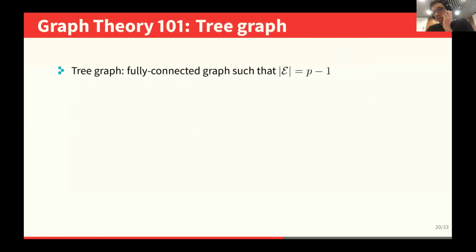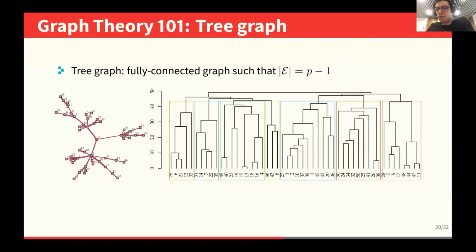There is a very particular graph called a tree graph, which is a fully connected graph such that the number of elements in the edge set is equal to p minus 1. Basically, you have p minus 1 edges, and it's a fully connected graph. Here are 2 pictorial representations of a tree graph. On the left, we have the graph itself, like the visualization before, and here we have a dendrogram, which is a view of the tree with a sort of clustered view. You see that, for example, nodes in here are clustered together, and it looks like a tree. You can see that there is some hierarchical structure going from the top down, basically a top down approach.